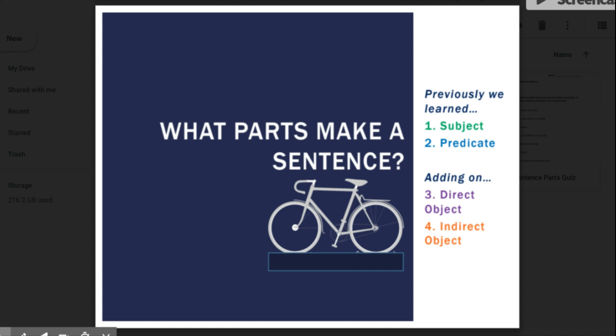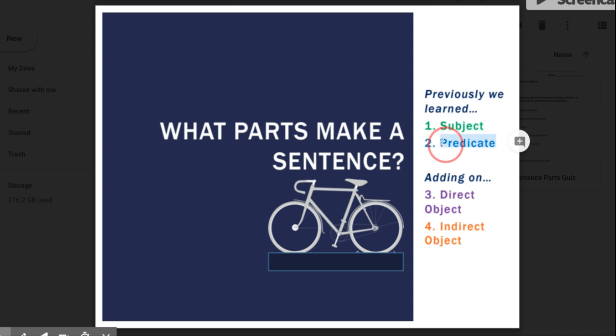All right, so on your notes, what parts make a sentence? This is number 1 in the blank. So number 1 is a subject. A subject is the first piece that makes a sentence. And we've talked about that. You have to have a subject to have a sentence. If you don't have a subject, it's a fragment.